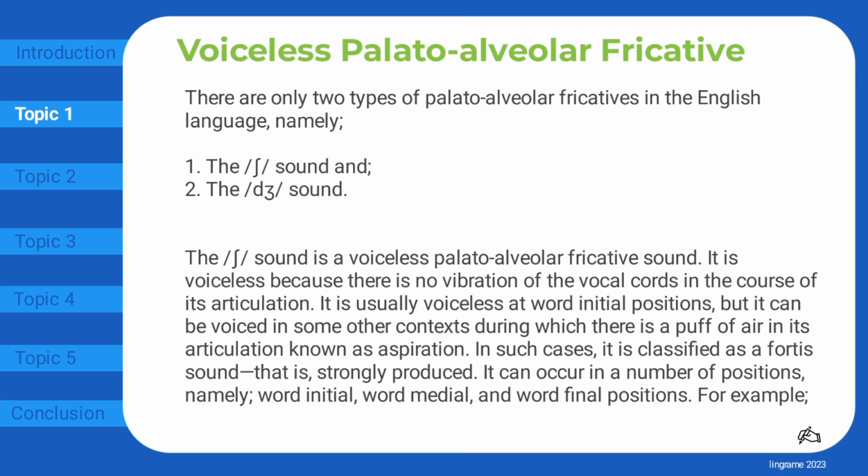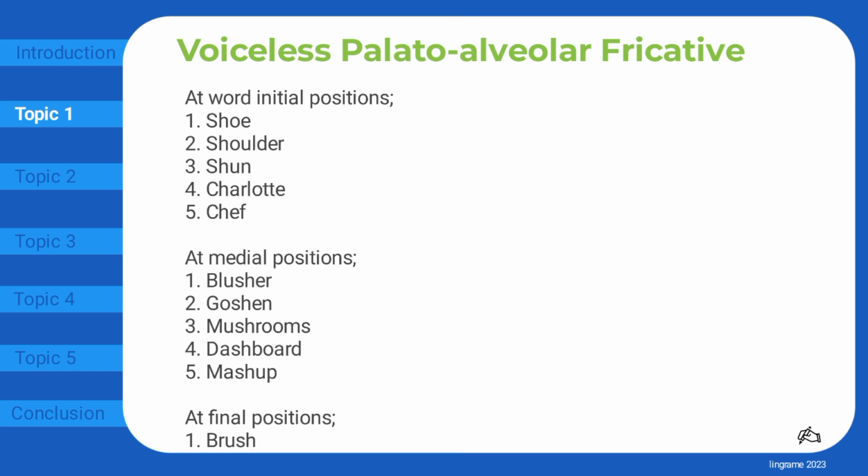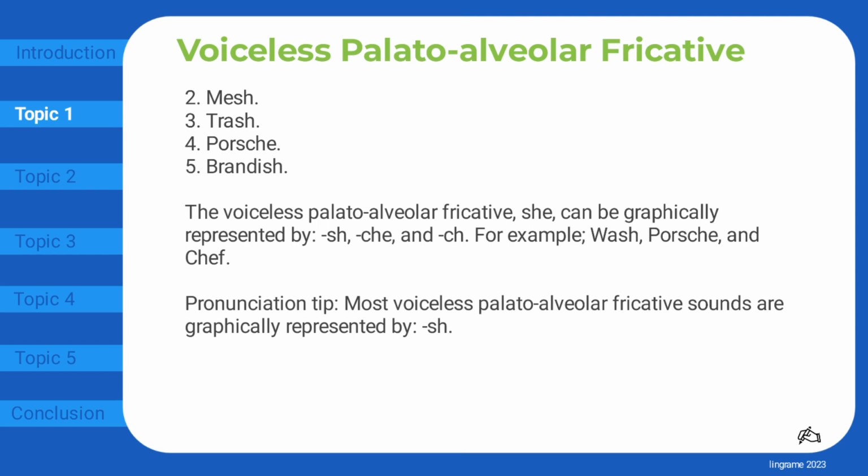For example, at word initial positions, shoe, shoulder, shun, Charlotte, chef. At medial positions, blusher, gossan, mushrooms, dashboard, mashup. At final positions, brush, mesh, trash, Porsche, brandish. The voiceless palato-alveolar fricative, sh, can be graphically represented by sh, che, and ch. For example, wash, Porsche, and chef.